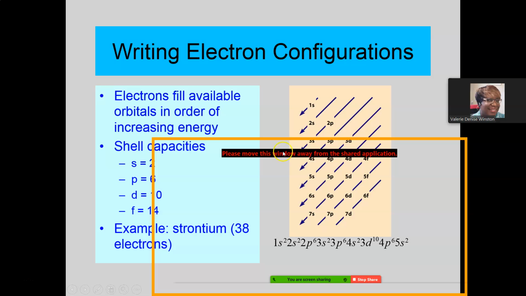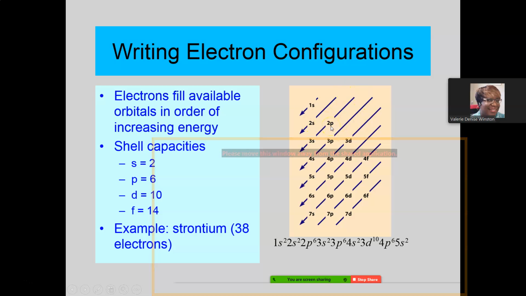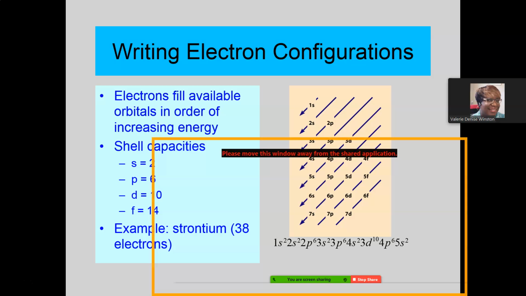Now, unfortunately, that thing's right in the middle. We start until we get to 12. 1s is how many? 2. 2s is how many? 2. That gives us 4. 2p is how many? 6. That gives us 10. And 3s is? 2. That gives us 12. Okay, which one were we doing? Carbon.